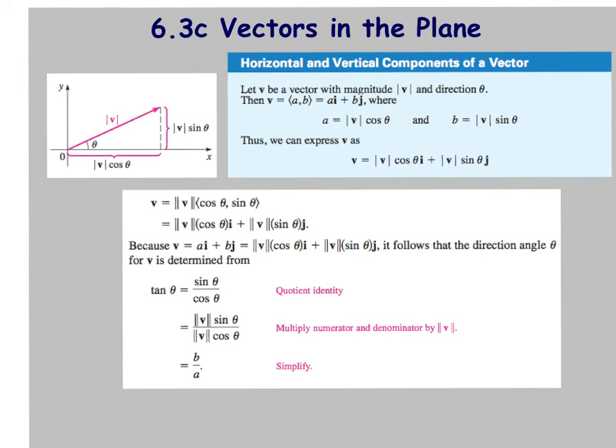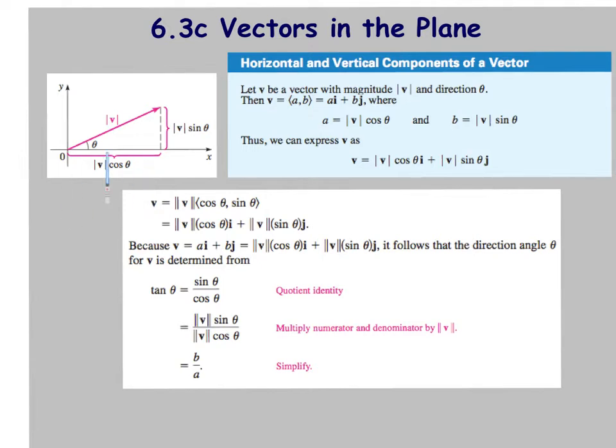All right, 6.3c, vectors in a plane. The first thing I want you to do is draw out this little triangle. Because remember, trigonometry means the measurement of triangles, so it's all going to be based off that triangle. So we have a magnitude of our vector. We have the direction of our vector. Now we need to get to the components.